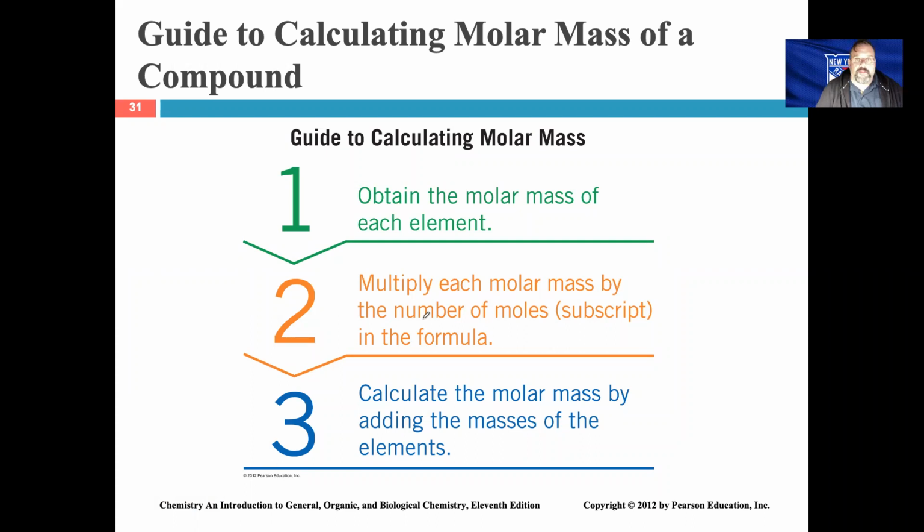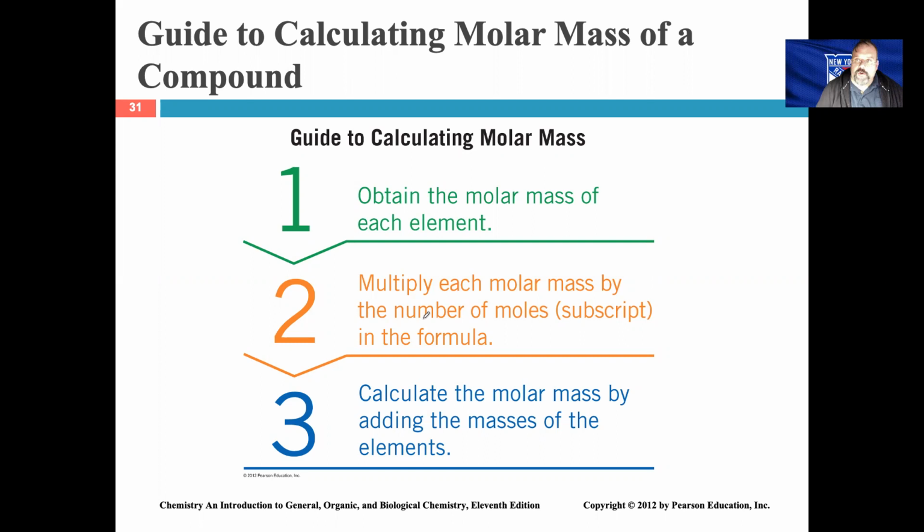Step one, obtain the molar mass of each element. Again, where do we get that from? We get that information from the mass number rounded to 2 decimals in the periodic table. Then you're going to multiply each molar mass by the number of moles of that element in the chemical formula.